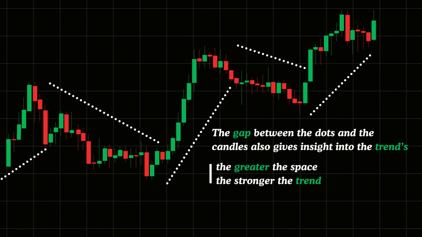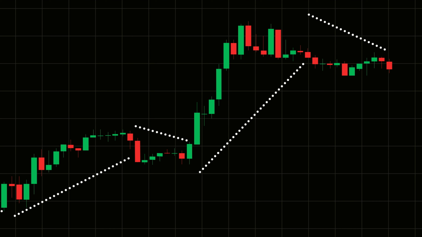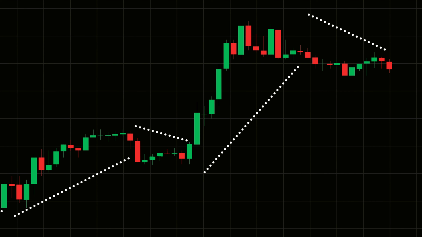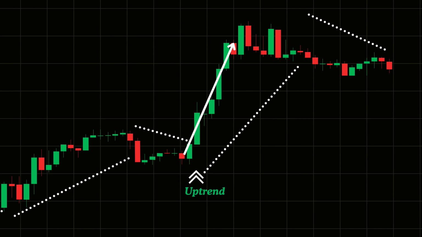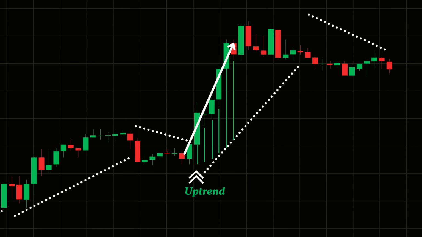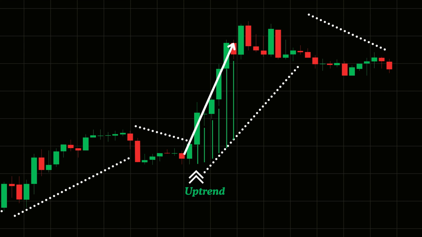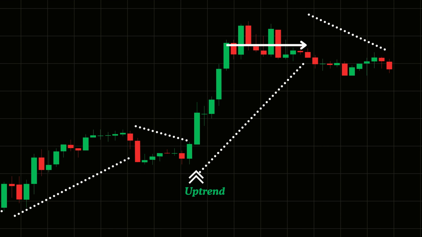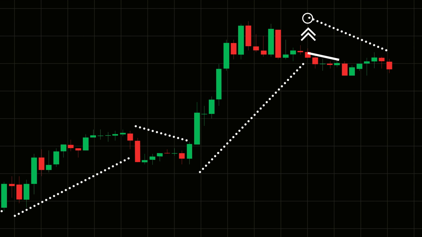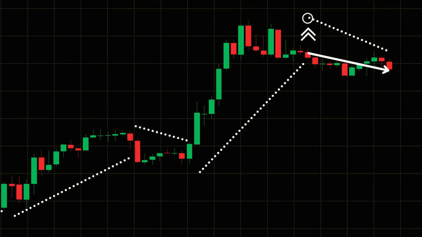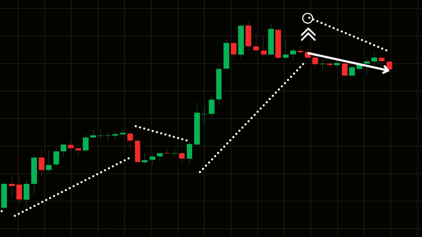Now let me give you an example. As you can observe here, the dot appears beneath the candle, showing that the market is currently in an uptrend, and as this uptrend begins to strengthen, you'll notice the gap between the dot and the candle expanding. Then as the bullish momentum begins to fade, that space between the dot and the candle starts to shrink gradually until eventually the dot flips to above the candle, signaling that the trend direction has reversed to the downside.